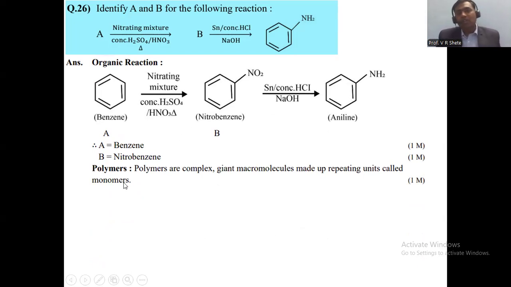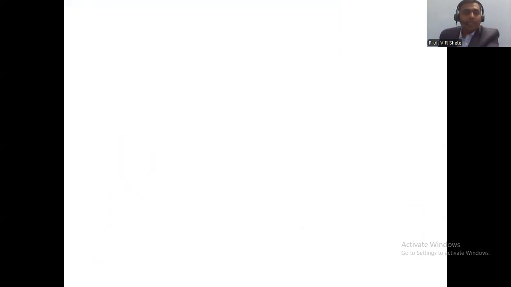There is one more definition along with this one. What is a polymer? Polymers are complex or giant macromolecules which are made up of repeating units of monomer.